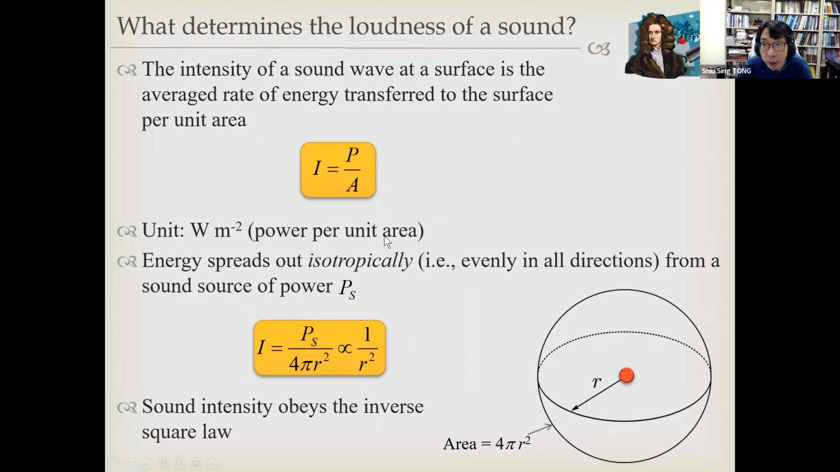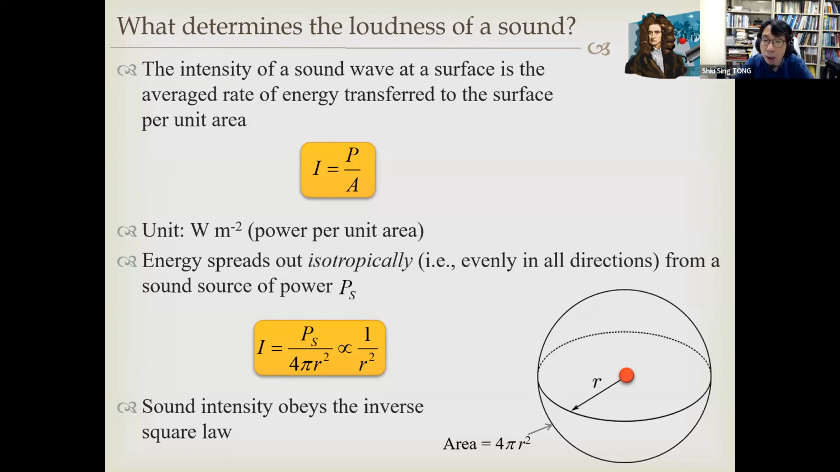It's power per unit area. Now let's assume for simplicity there's a point source. This is in fact not quite real, but let's assume it at the moment. The sound source can produce sound isotropically in all directions, and the power of the sound source is PS. So this is the power of sound produced by the source, and it spreads evenly in all directions.